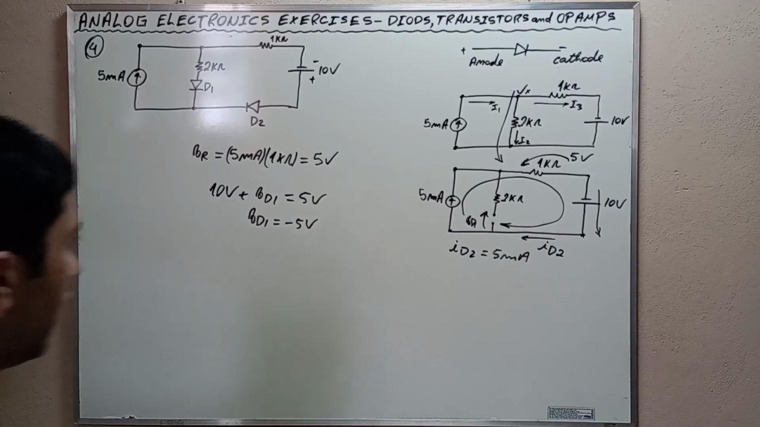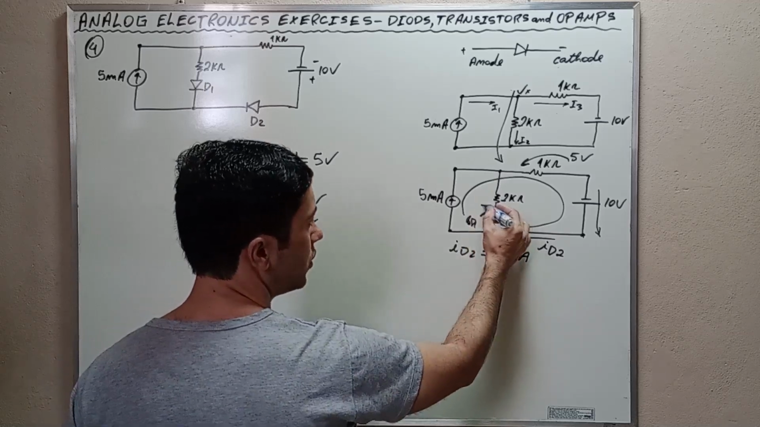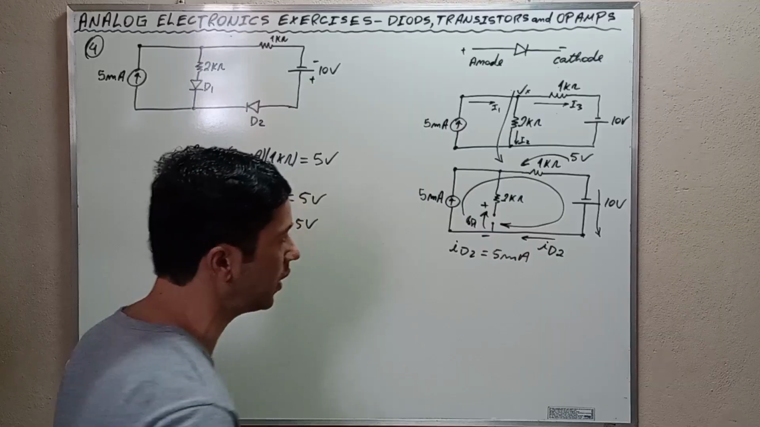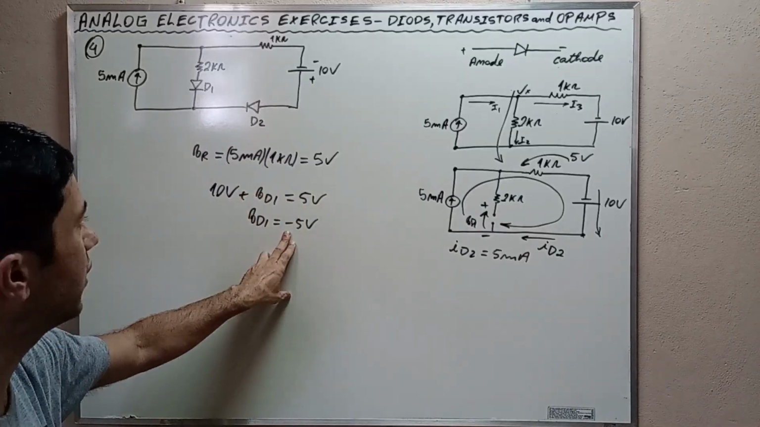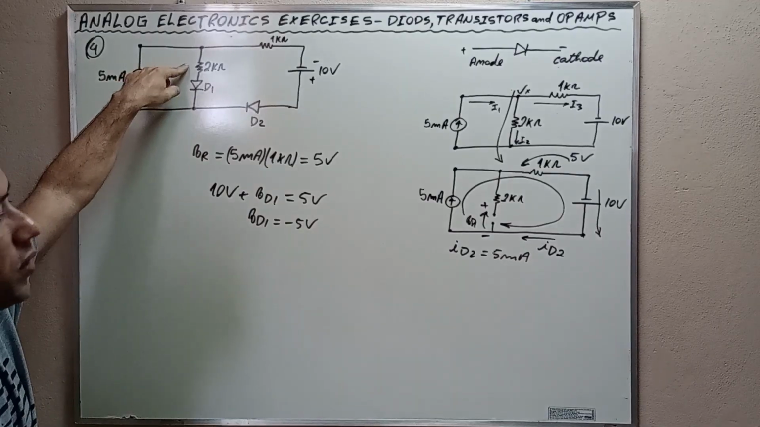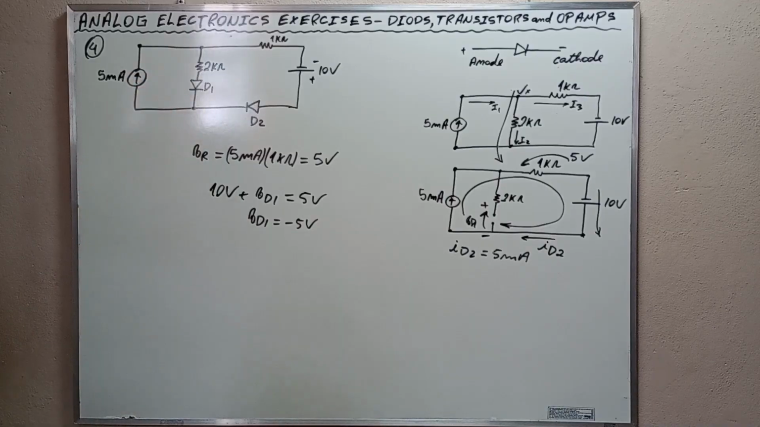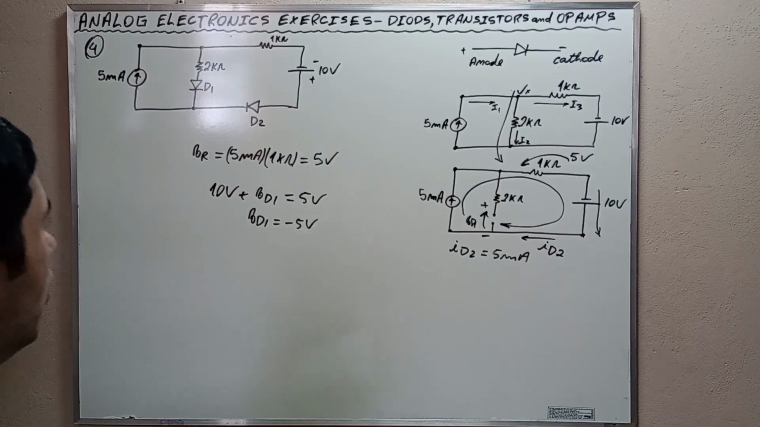Okay? When we put the arrow like this, we are supposing that here is higher in potential than here. But as we discovered the negative sign here, we understood that the cathode of D1 is higher in potential than its anode. As VD1 is negative 5 volts, we conclude that its cathode is higher in potential than its anode, thus causing it to be off, as we assumed. Okay? And this is all for exercise number 4.